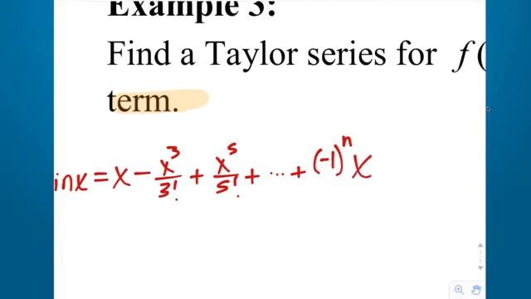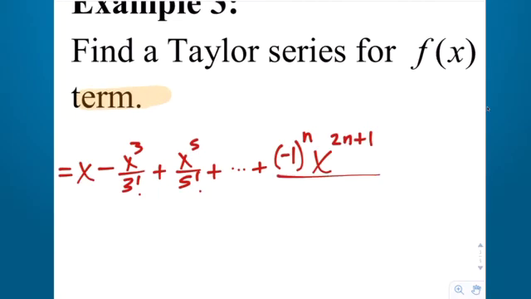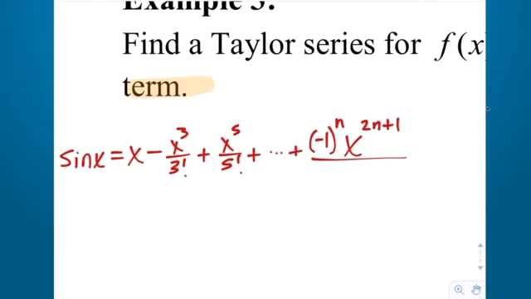Now it looks like it's going to be x to, what do we say about all the powers? They're what types of numbers? Odd. And how do we get odd numbers? We've seen it already today. 2n plus 1, or 2n minus 1. So 2n's are always going to be even numbers. 2n plus 1 or 2n minus 1 are always odd numbers. And now here's how we can make our adjustment.